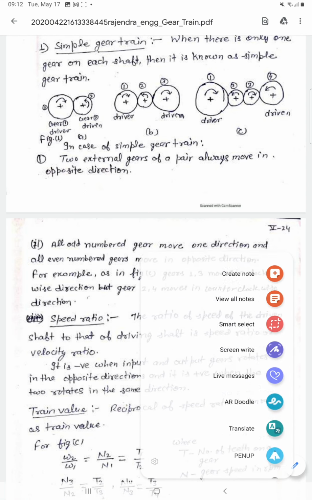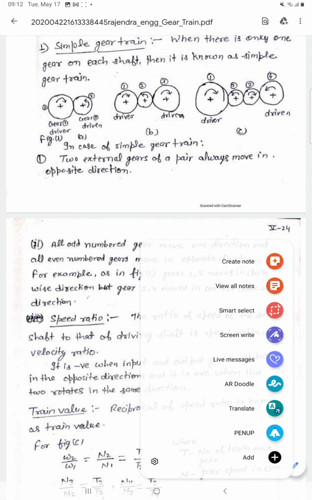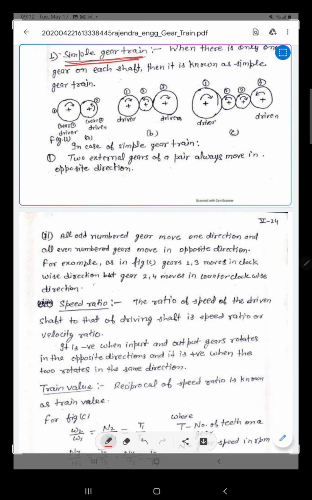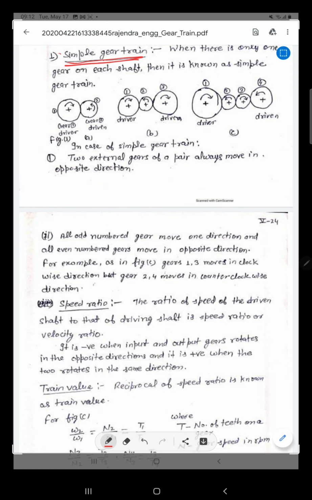As you can see here, the first type of gear train is the simple gear train. What is the meaning of a simple gear train? When there is only one gear on each shaft, it is known as a simple gear train. If you make such an arrangement, with only one gear on each shaft, then we get a simple gear train. In the following figures A, B, C, you will see different forms of simple gear trains.